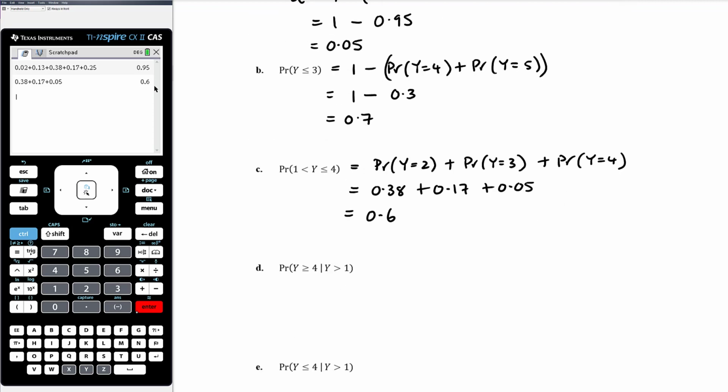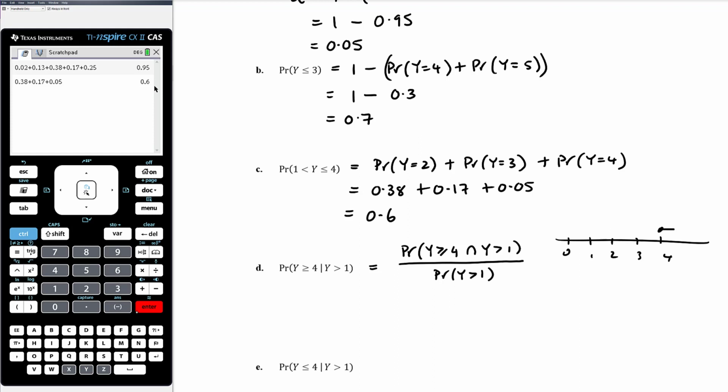Find the probability that y is greater than or equal to 4 given that y is greater than 1. It's a conditional probability, so we know how conditional probability works. It's the intersection of those two things over the denominator, which is y greater than 1. If y has to be greater than or equal to 4 but also greater than 1, the intersection is just greater than or equal to 4. So you need to think carefully through those intersections.